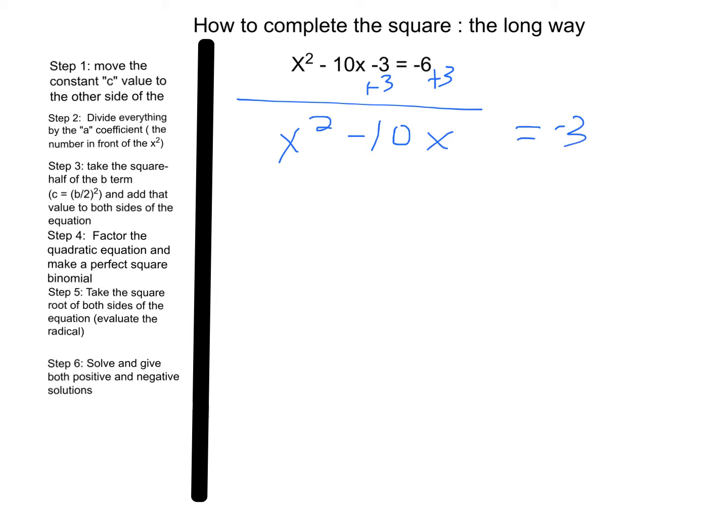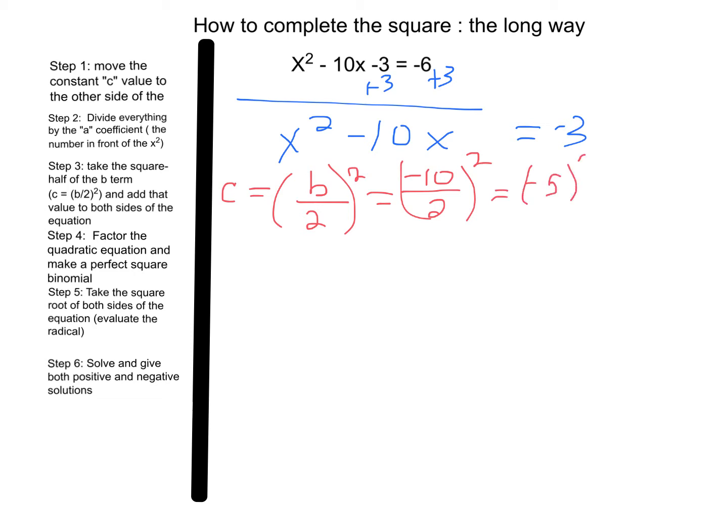Okay. Now, next step, we divide everything by the lead coefficient of x squared, but there isn't one, so I don't have to worry about that. So here we go. c equals b divided by 2 squared, or negative 10 divided by 2 squared, or negative 5 squared, which is 25.